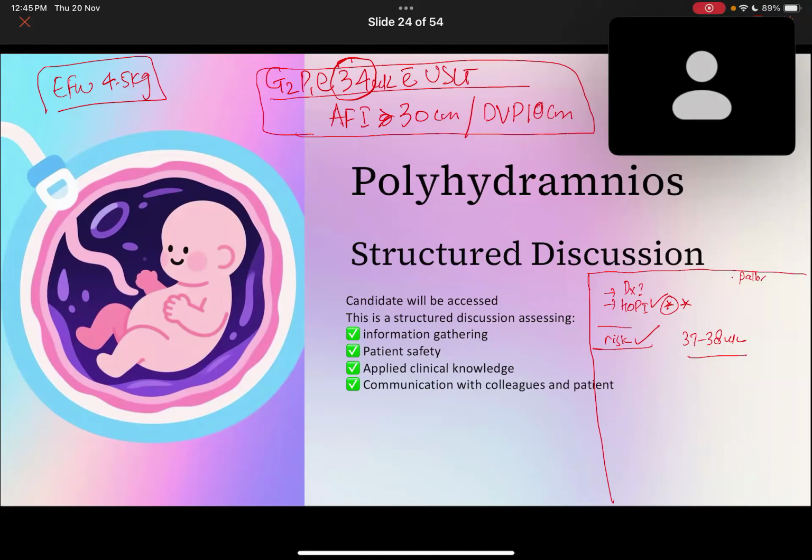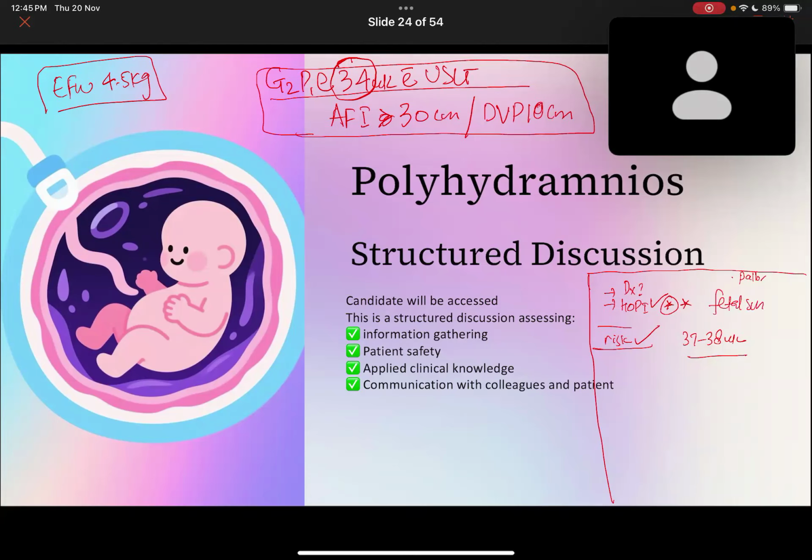How will you do surveillance from now onward? She is at 34 weeks. What will you do now? For the 34 weeks, I will keep her on 2 weekly follow-up. I will review her scan after 2 weeks.